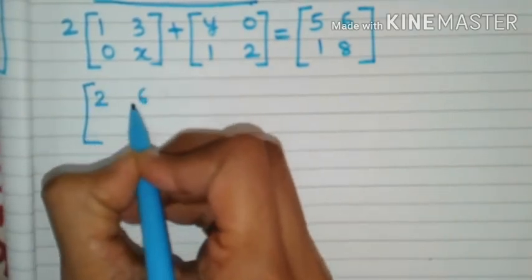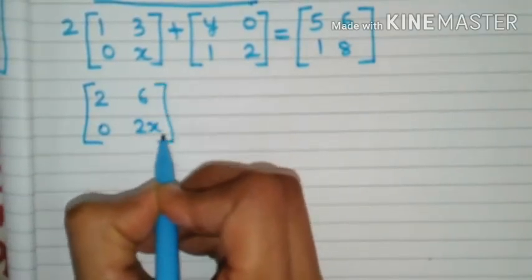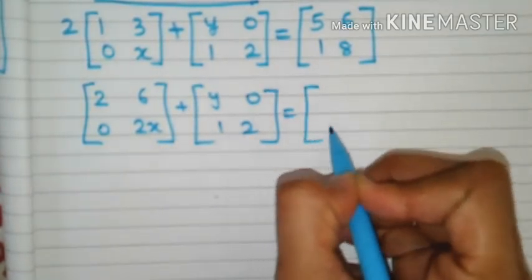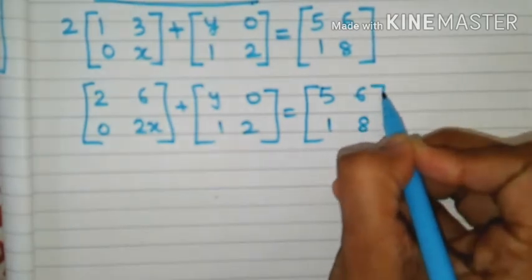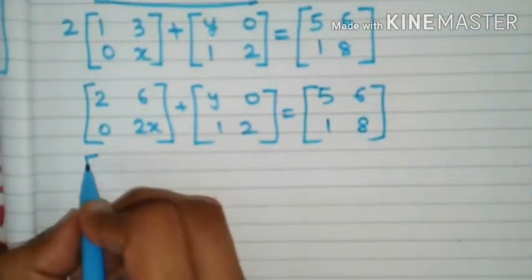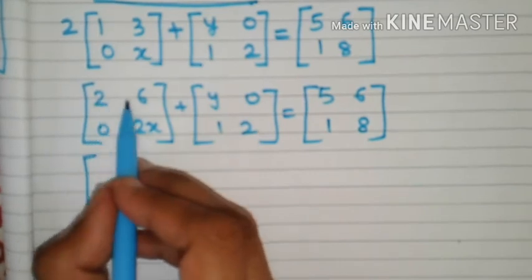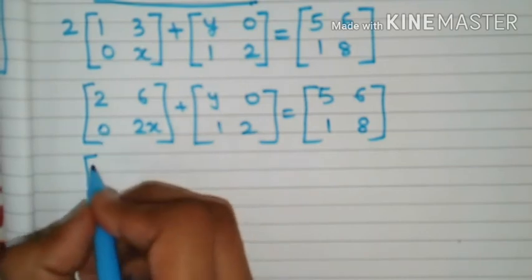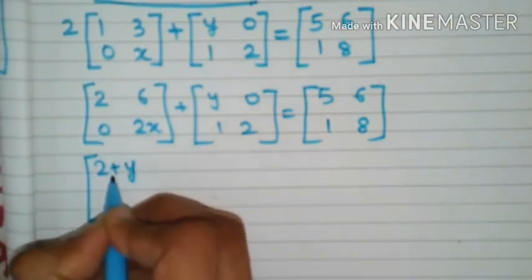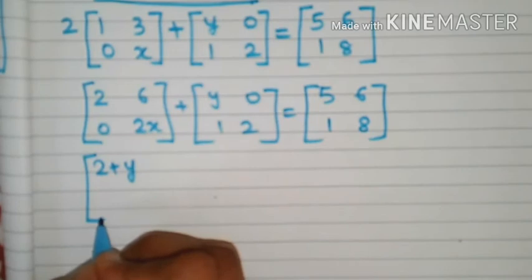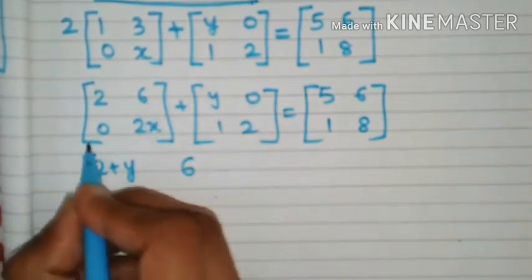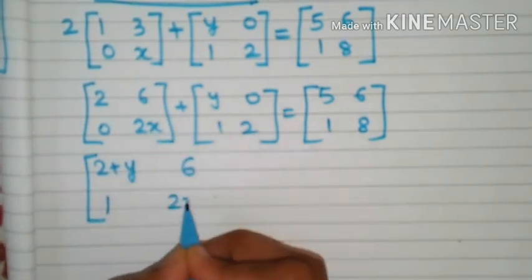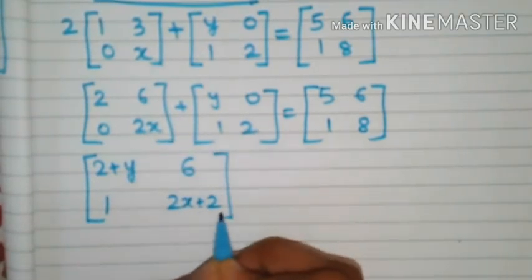So we'll get 2, 6, 0 and 2x plus y, 0, 1, 2, and this is nothing but equal to 5, 6, 1 and 8. Now since we have to add these two matrices, when we add the first row first column element, there is a y here and there is a 2 here. So we'll get 2 plus y as the first row first column element of the addition of these two matrices. Then you'll get 6. In the second row you'll get 1 and this will be again 2x plus 2, because we can't add a number and a variable, we'll get 2x plus 2.